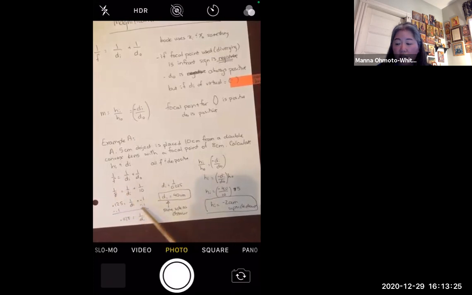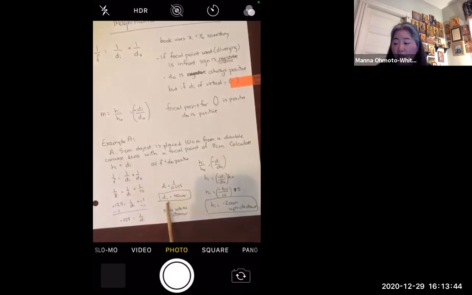I convert them to decimals. I remember that 0.025 is equal to 1 over DI, so I have to flip it. DI is equal to 1 over 0.025. And I get the image distance is 40 centimeters. And it's positive, so that tells me that it's on the same side as the observer.